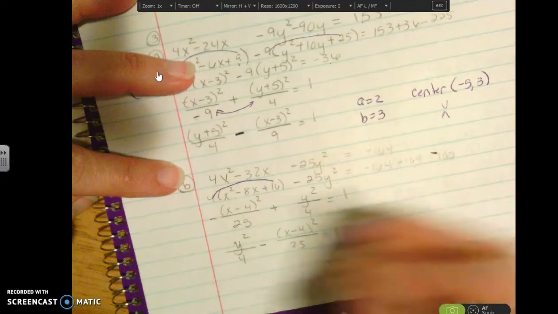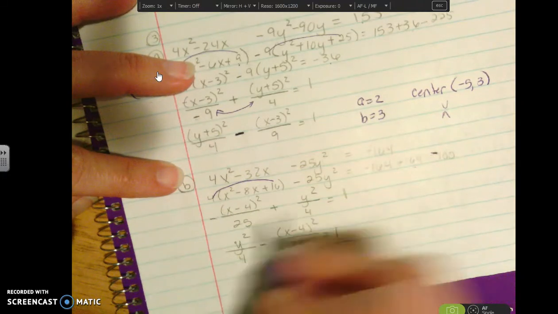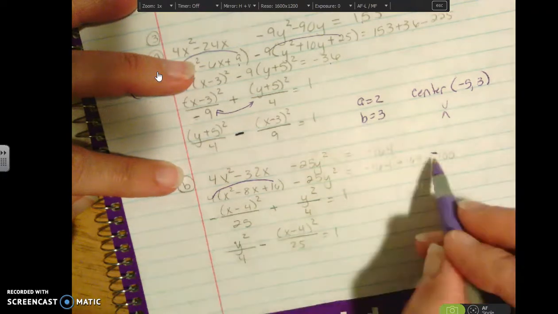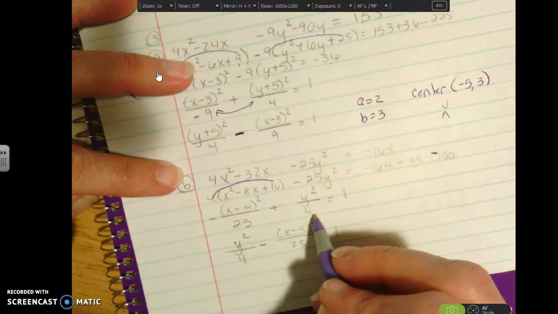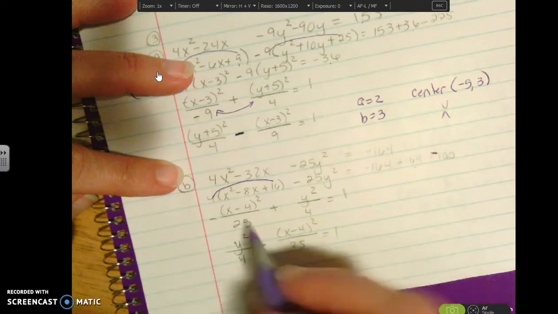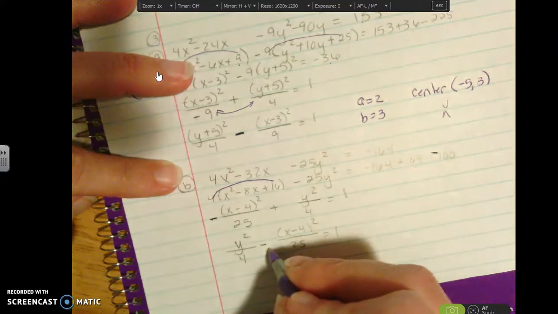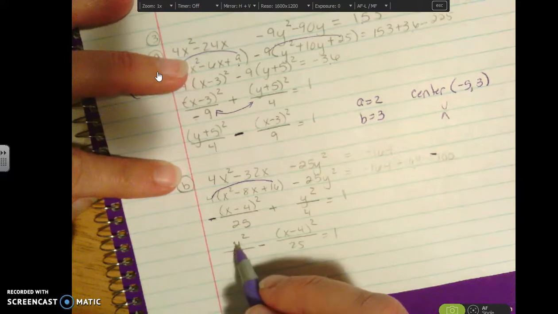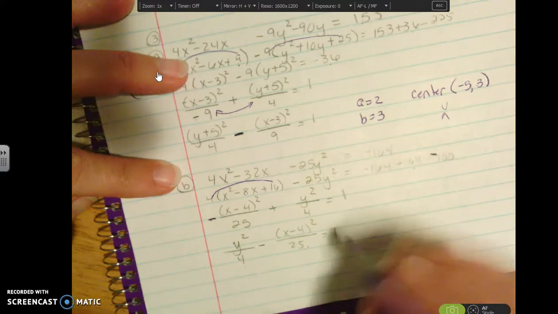So then when I divide everything by 100, I get x minus 4 squared over 25. And I end up with a negative here because of the negative 100. This becomes positive y squared over 4 equals 1. And then again, I have to rearrange it because I need this term to be in the middle. So I rearranged it again. So I end up with y squared over 4, minus x minus 4 squared over 25, equals 1.